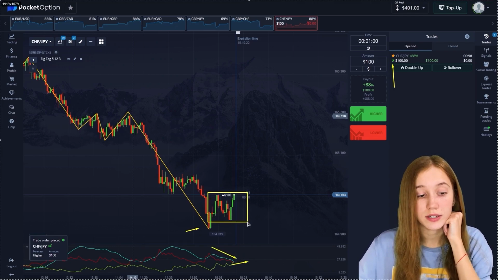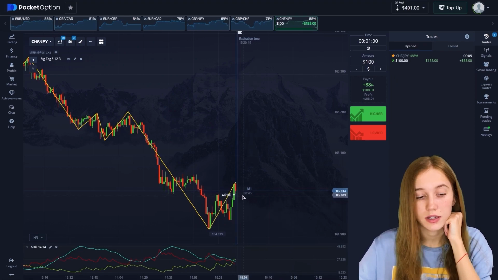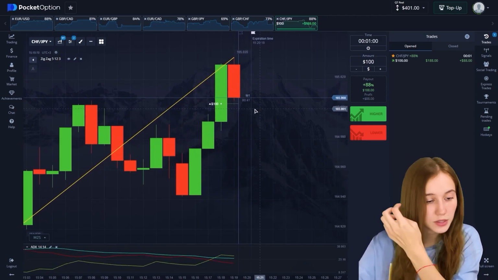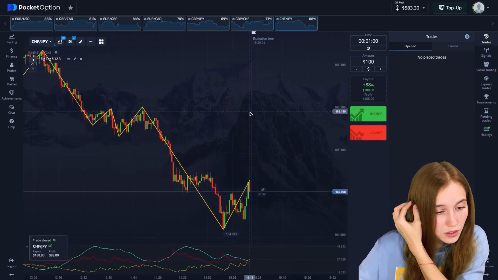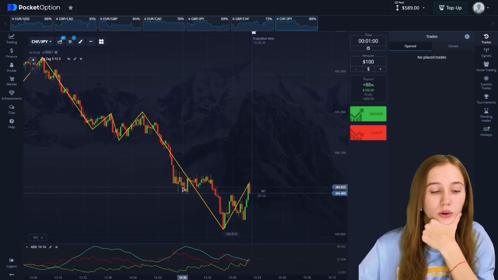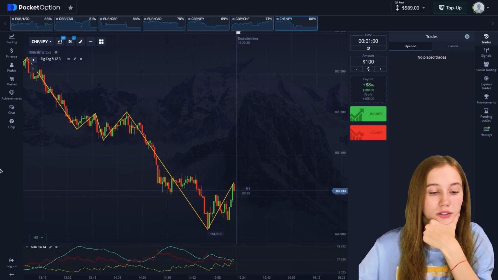Intensity is decreasing. We see consolidation. There are 5 seconds left, and we zoom in. Yeah, plus deal. Profit is $88. Good.